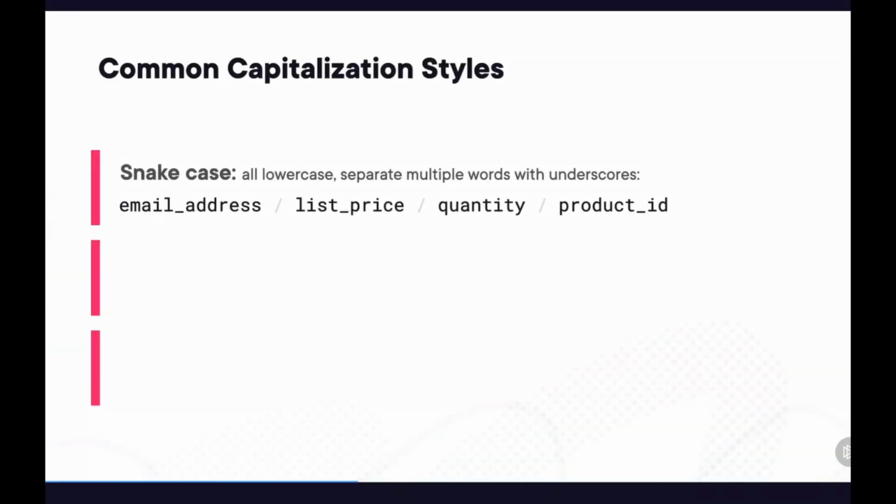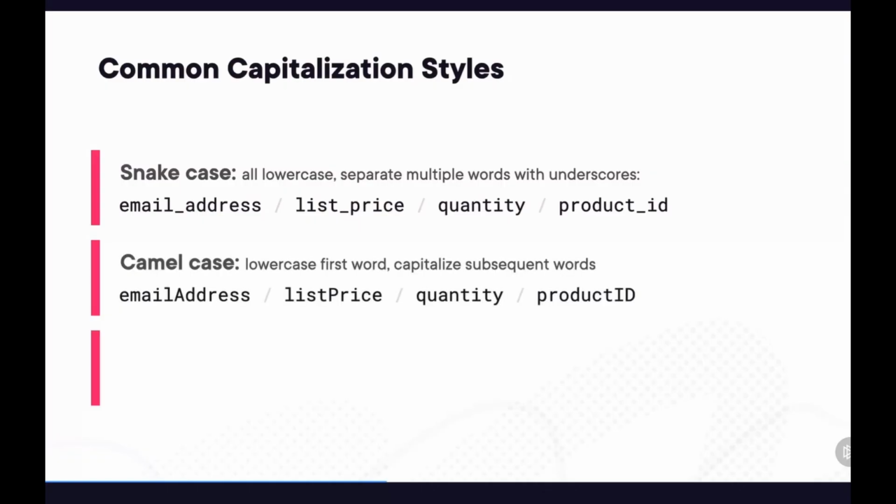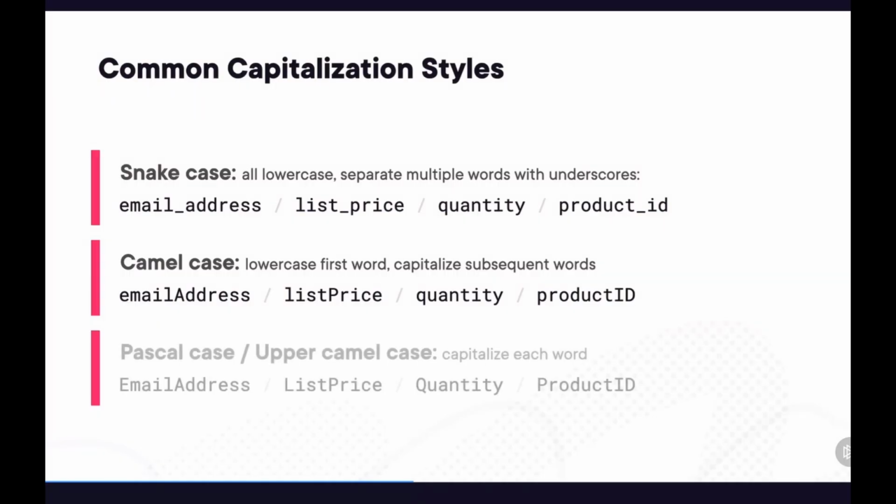And with multiple words for tables and columns, there's various opinions on whether you should use snake case, where everything is lowercase, but you separate multiple words with underscores, camel case, where the first word is lowercase, but any subsequent word is capitalized, like the hump of a camel, or Pascal case, which is similar to camel case, but where you also capitalize the first word.